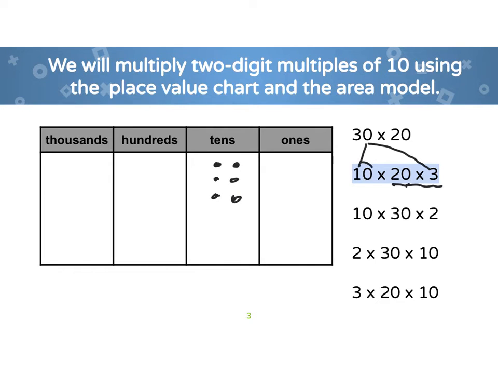So I have two tens, 1 time, 2 times, 3 times. And now remember what we did before. When I multiply by 10, I can just take these and move them across the line, then I'm multiplying by 10. And so then my answer would be 1, 2, 3, 4, 5, 6. So my answer would be 600.